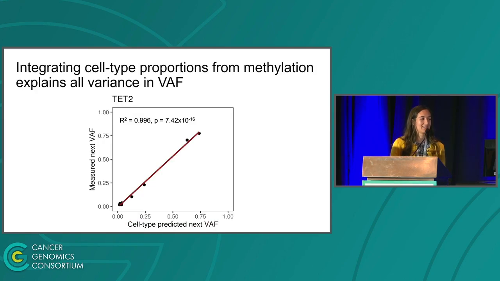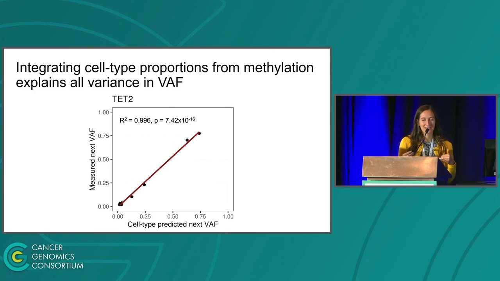So next, I wanted to see what this means for VAF. I performed some linear modeling using cell type proportions and initial VAF. Basically, I wanted to see what I could predict about a patient's next VAF given their initial VAF, given their monocyte fraction, given their granulocyte fraction, and given their lymphocyte fraction. And I was able to build linear models that could very highly predict a patient's next VAF just based on what I know about their initial VAF and about the change in their cell type fractions.